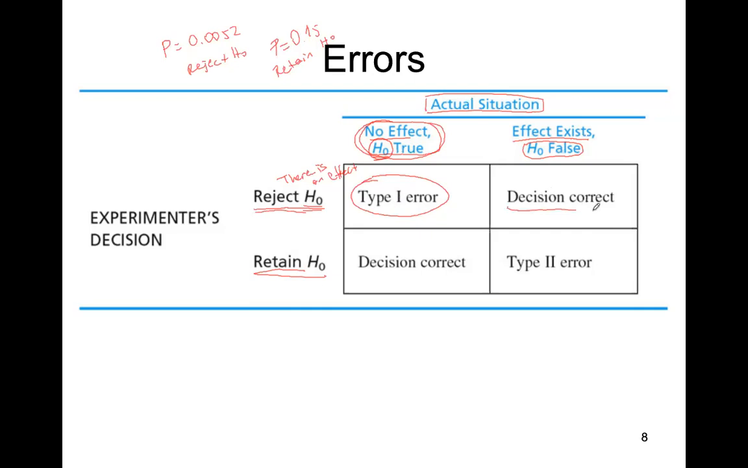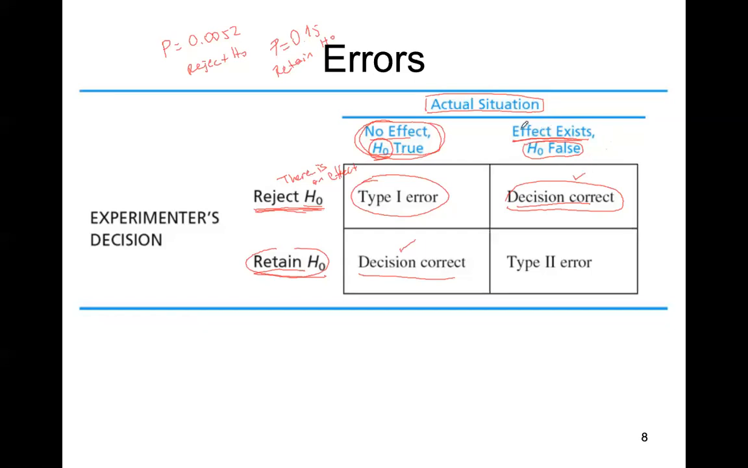Why is this decision correct? Actually, there was an effect, and I found that there was an effect. My decision is there was an effect, so this decision is correct, right? Actually, there is no effect, and I say there is no effect. Then the decision is also correct here. You understand these two correct decision situations, right?